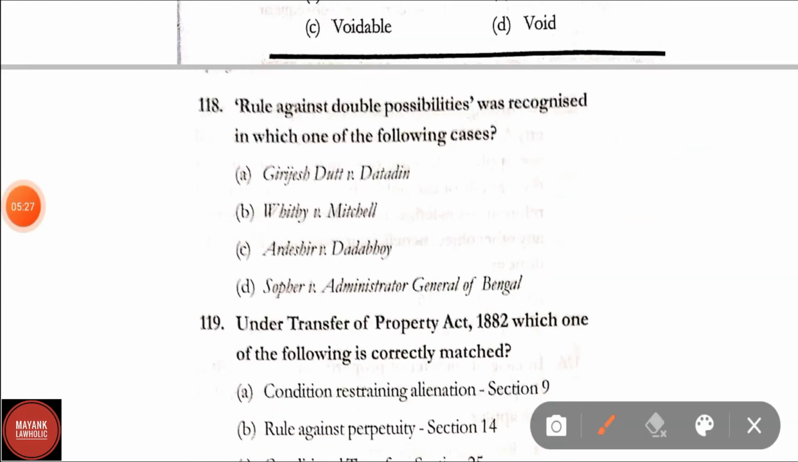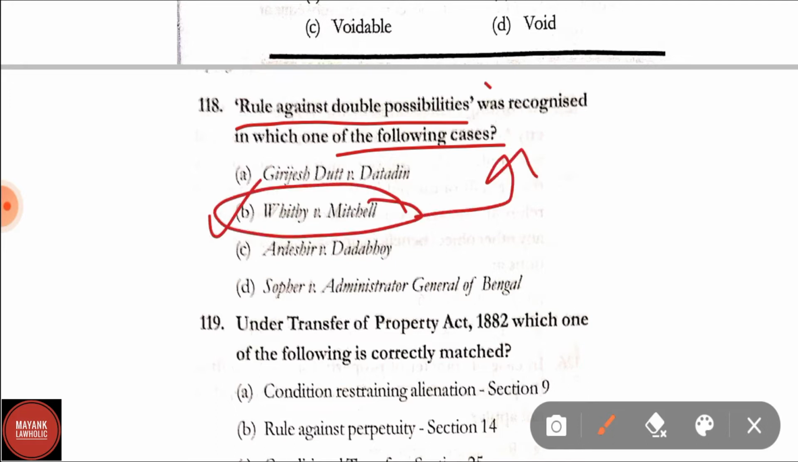Question number 118. Rule against double possibilities was recognized in which of the following cases? Options are Girijesh Datta versus Datadeen, Whitby versus Mitchel, Ardeshir versus Jaddaboy, Sofer versus Administrator General of Bengal. Here correct answer is option B, that is Whitby versus Mitchel. The rule against double possibilities was recognized.